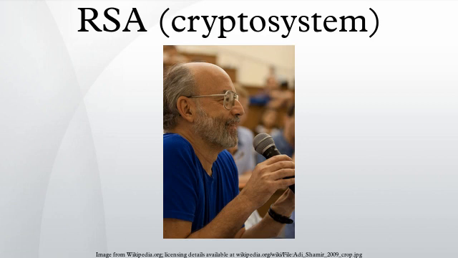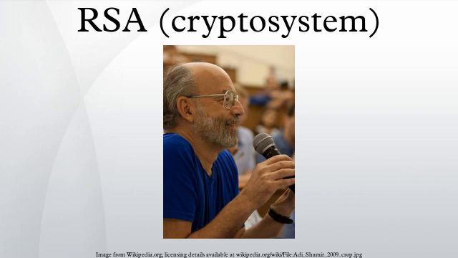RSA is one of the first practicable public key cryptosystems and is widely used for secure data transmission. In such a cryptosystem, the encryption key is public and differs from the decryption key, which is kept secret. In RSA, this asymmetry is based on the practical difficulty of factoring the product of two large prime numbers, the factoring problem. RSA stands for Ron Rivest, Adi Shamir and Leonard Adleman, who first publicly described the algorithm in 1977.